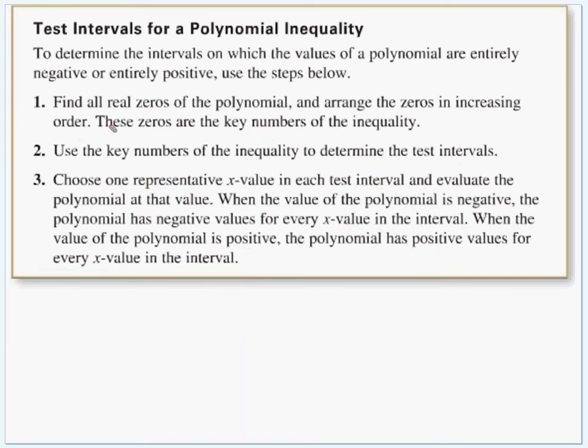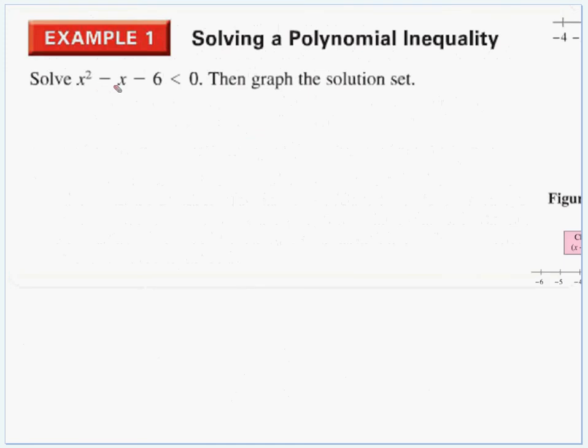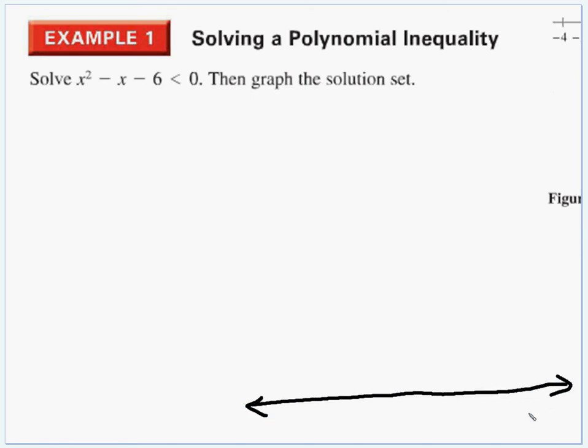Okay, do we finally get to do one? Yes, here we go. Example 1, x squared minus x minus 6 is less than 0, and then they want us to graph the solution set. So let's sort of do the graphing as we go. I'm going to just draw a number line. It's supposed to be a straight line, but good enough.